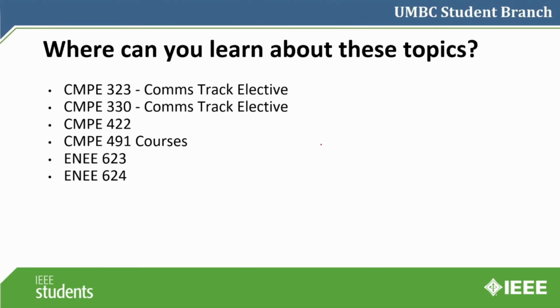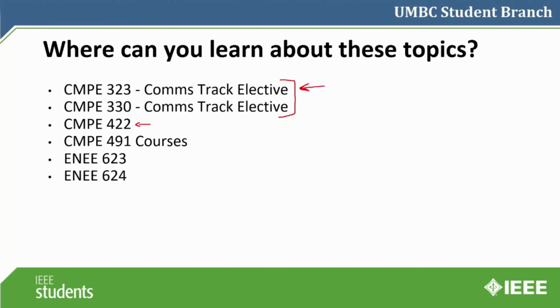So where can you learn about this kind of stuff? The introductory parts are covered in 323 and 330. These are the ComTrack courses. If you want to get an idea for how waves and signals work, 323 is a good class to get that. I wouldn't recommend taking 330 unless you're really interested in the topic and the physics behind it. Unless you're ComTrack, then you have to.